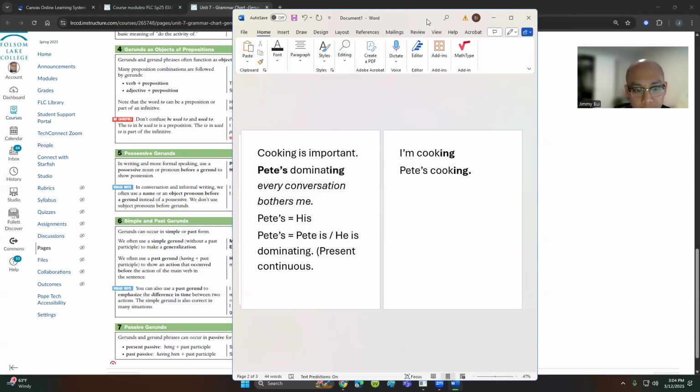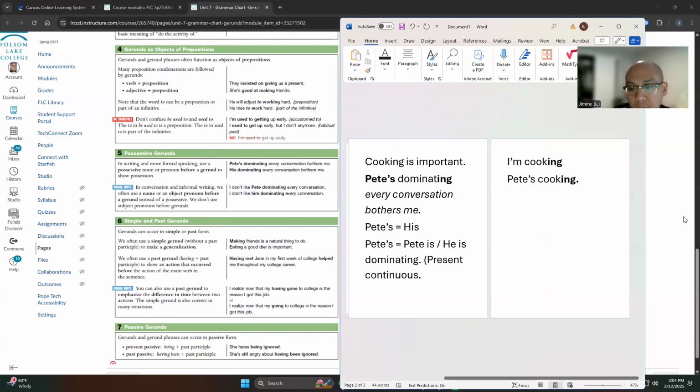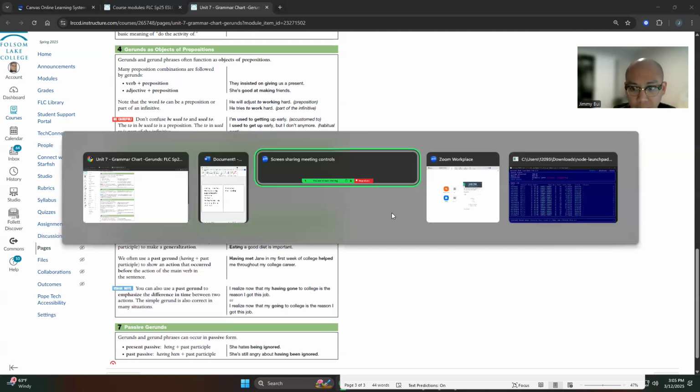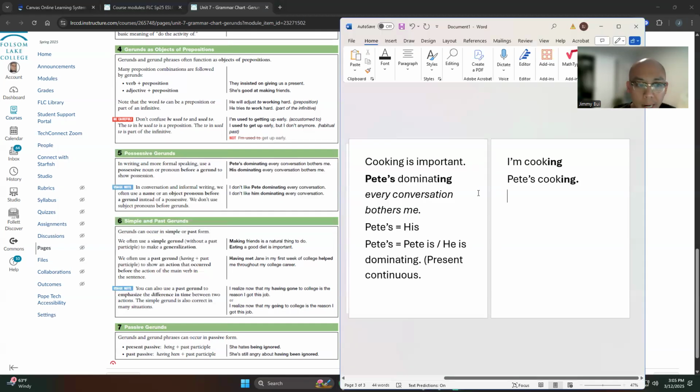And if you look at the negative sentence, I don't like Pete dominating every conversation. This is used as an object, right? And so very important also, I don't like him dominating every conversation. So notice here, as the object, it is used as an object pronoun, not a possessive adjective, right? And so him and his. I don't like his dominating every conversation. Grammatically, that is not correct. And so in this case, we don't use the possessive, but we just use the name.